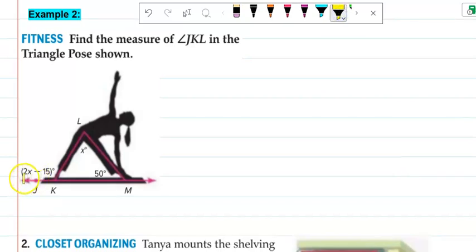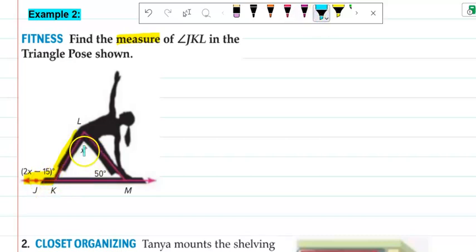So JKL, if you remember, we're going to start highlighting at J, go to K, and then up to L. So we're looking for this exterior angle, okay? We want the measure of it, which means we're actually going to find a number. So before we can do that, hopefully you noticed we have variables here. So we're going to have to find X first and then plug it back in. So JKL would be our exterior angle.